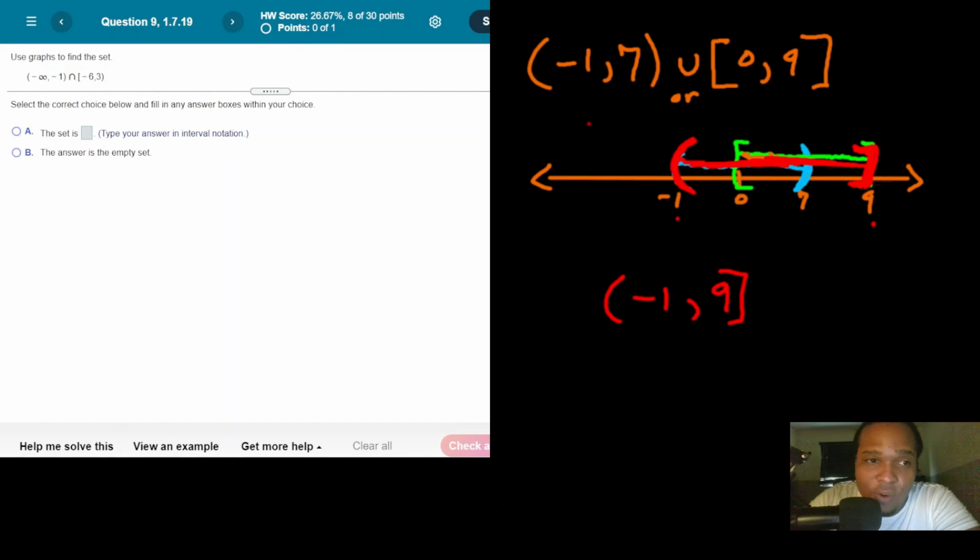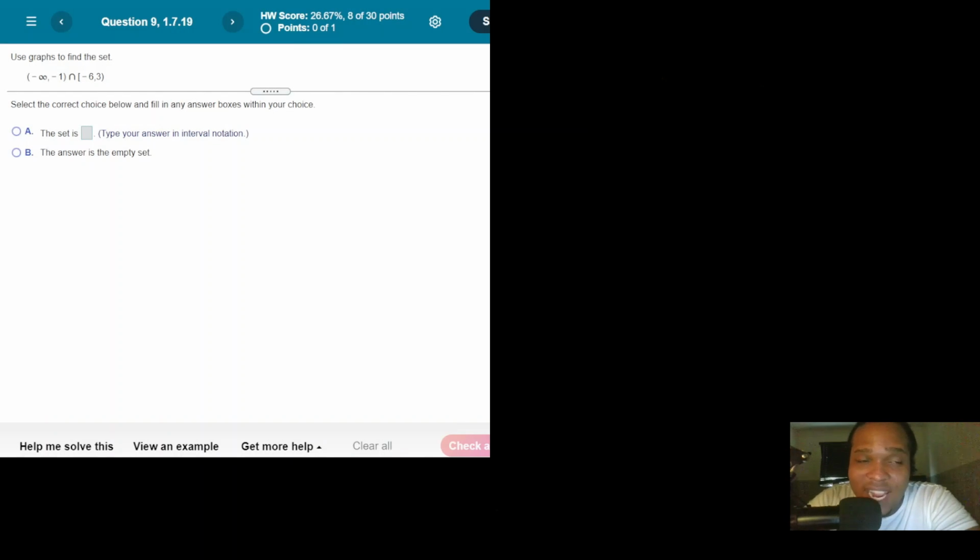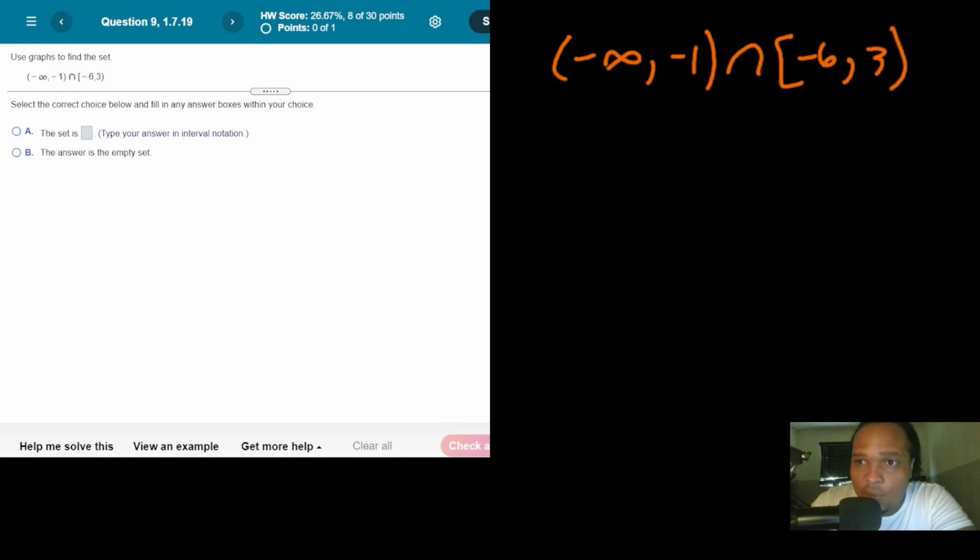All right, we have an OR. I'm sorry, we have an intersection. Intersection, just like the intersections that we know in real life, is wherever they meet, wherever they touch. So let's go ahead and make quick work of this. We have -infinity to -1, intersecting with -6, 3 close parentheses like that.